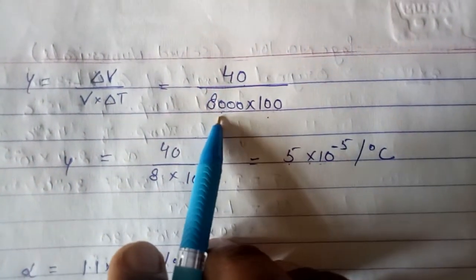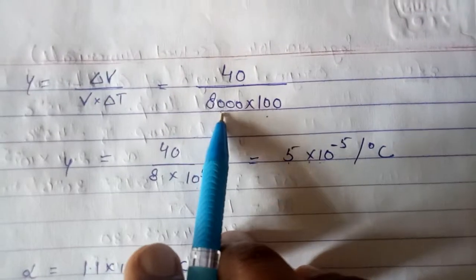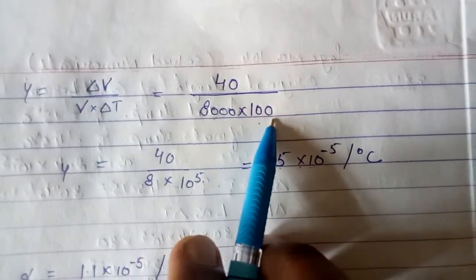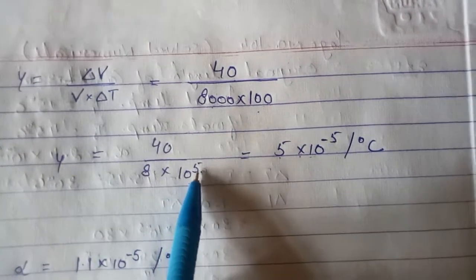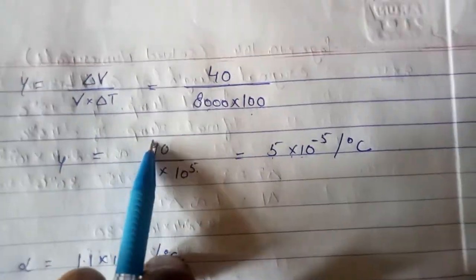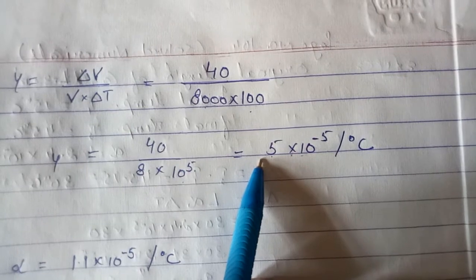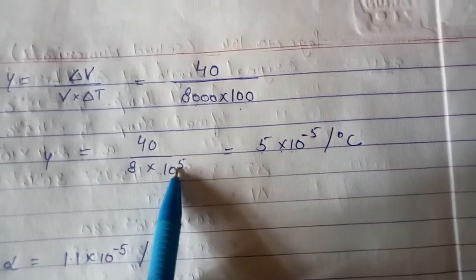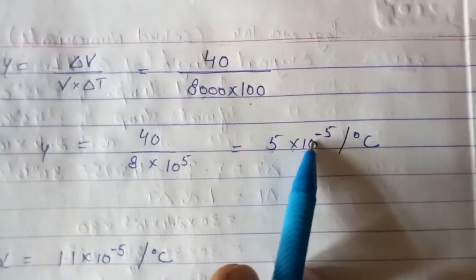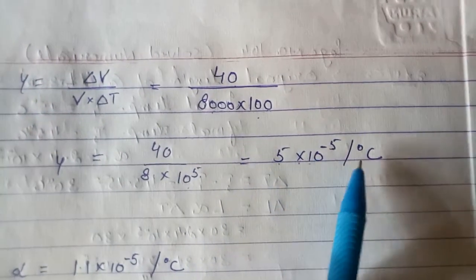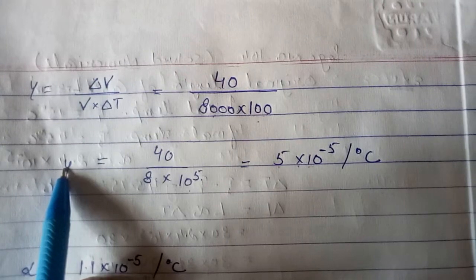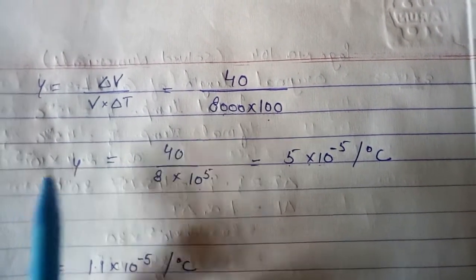40 divided by 8000 multiply 100. Now look at that. Here 3 zeros, 2 zeros, that is 3 plus 2, 5 zeros. That will become like that, 10 raised to the power 5. So 40 over 8, divide it. That will be 5 into 10 raised to the power. Look at that sign. Sign will be changed from the denominator to the numerator, that is 10 raised to the power minus 5. So 5 into 10 minus 5 per degree Celsius. This is the value of the cubical expansion.